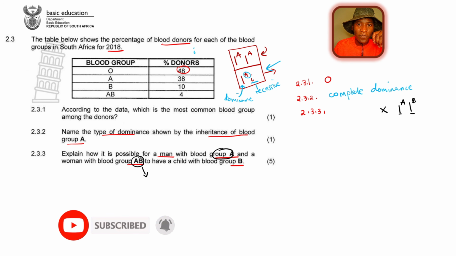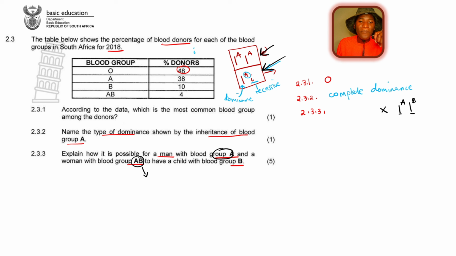You can see that blood group A has got 2 genotypes. So we've already written them out here. It's either one of them is this one or the other one is this one. So which one are you going to pick here? You look at the child. You can see that the child here has got blood group B.